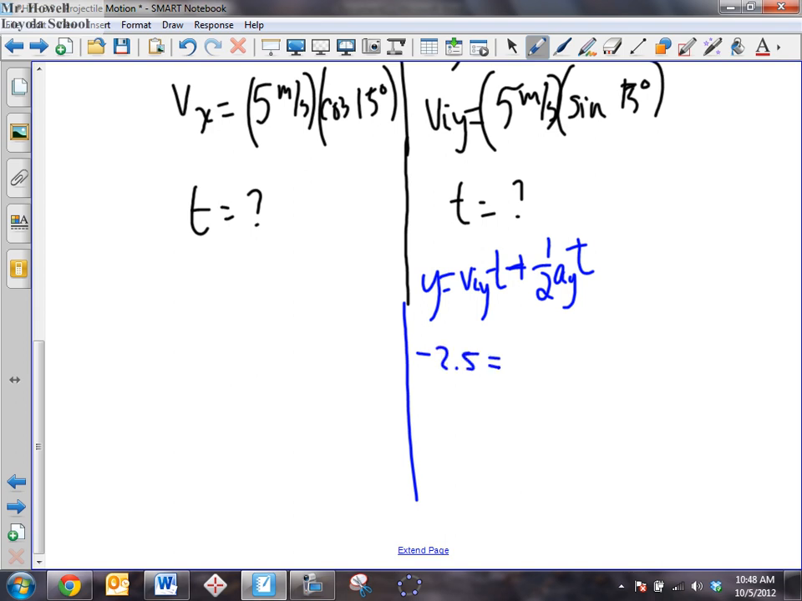Somebody tell me, 5 times sine 15, what do you get? Make sure you're in degree mode and not radian mode. 5 times sine 15 is not 75. 5 times 15 is 75. You're going to do 5 sine 15, huh? 1.29? Degree mode, not radian mode.